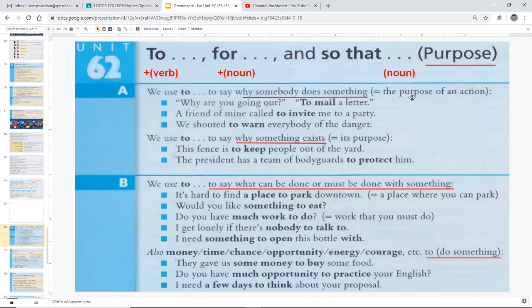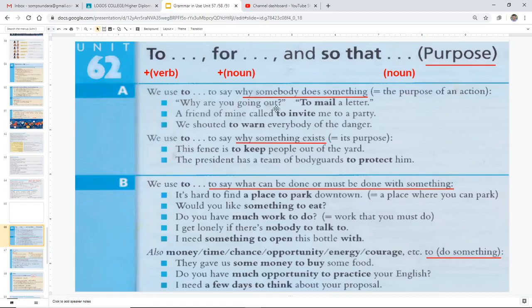What is the reason? Why? Because of what? Because why do we do this? So all these 3 expressions are used to mean the purpose of something. Why did you do it? Look at part A. We use to say why somebody does something. We use to say why something exists. Okay. So notice to is followed by the verb, the base form of the verb.